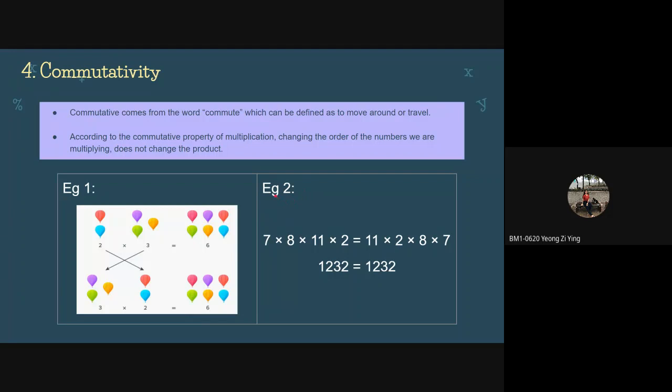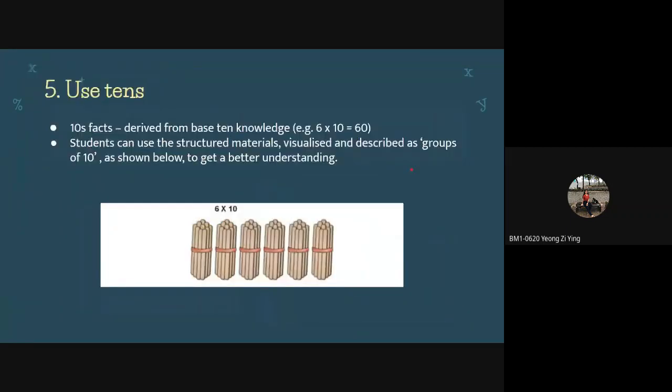So we look at the second example. 7 times 8 times 11 times 2 is also equal to 11 times 2 times 7 times 8. So the position is changed, but the answer still remains the same. So now I will pass to my group members.